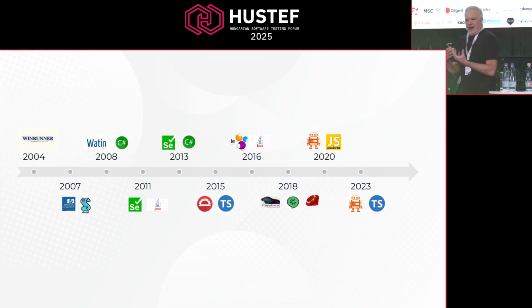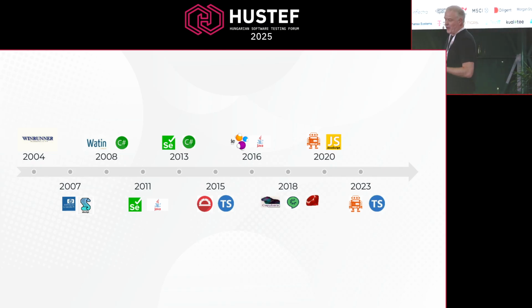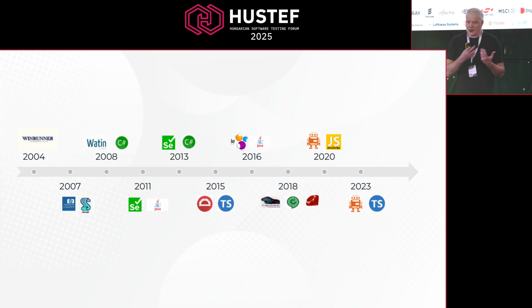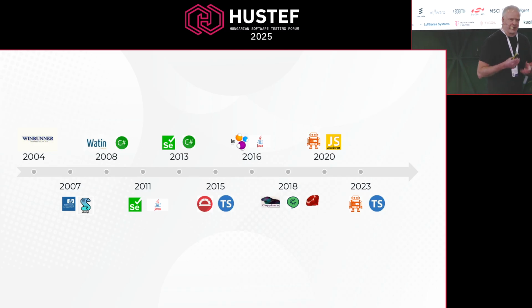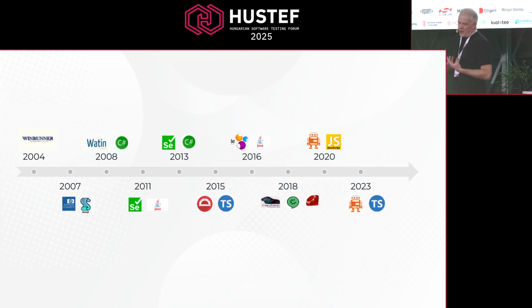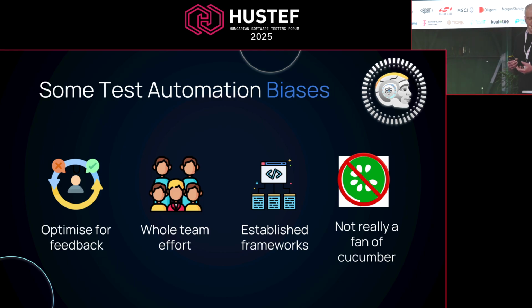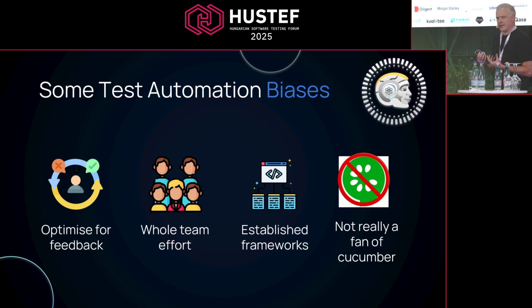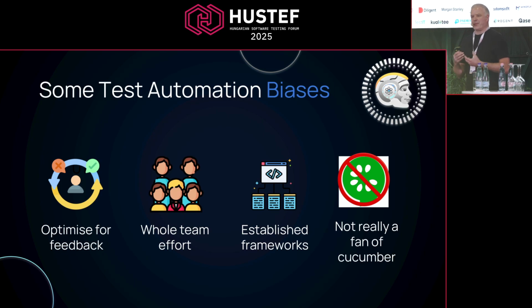So I have been, to some degree, involved in test automation for over 20 years, using lots of different libraries, frameworks, as you see on the screen. And in that time, as well, of course, of making lots and lots of mistakes, I built some ideas, opinions, and biases around what good test automation looks like. And I don't think a lot of those biases will be too different from a lot of people in the audience, whether that's whole team discovery, whole team effort, optimizing for feedback.